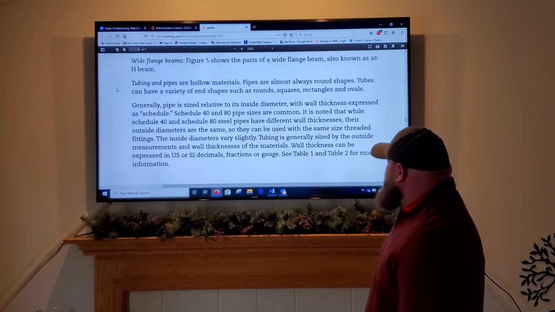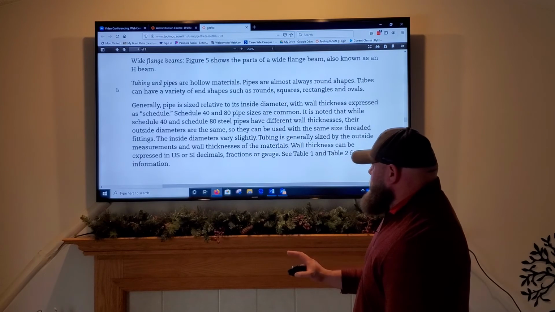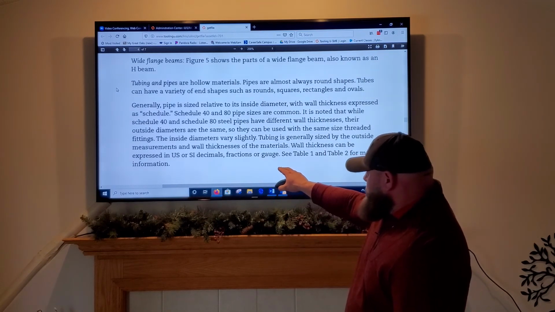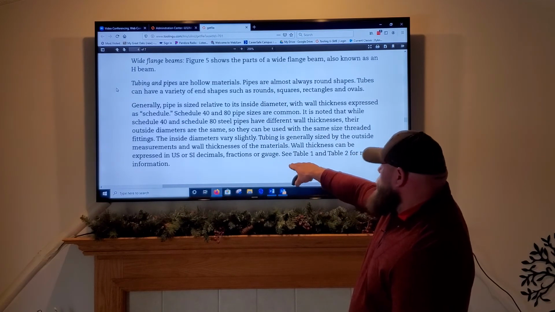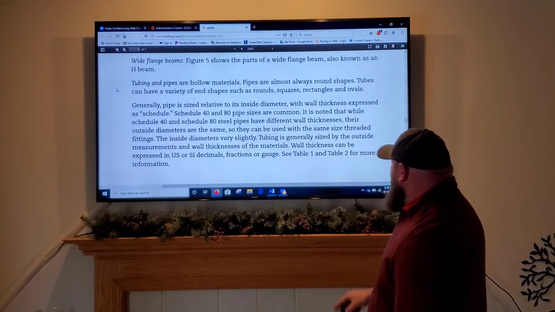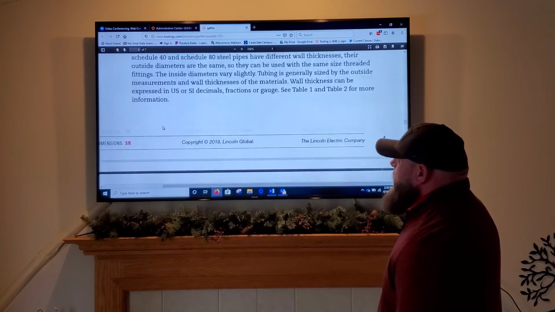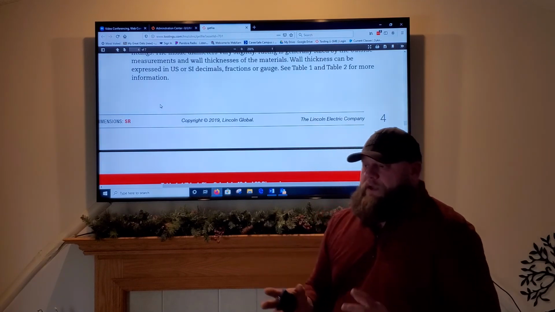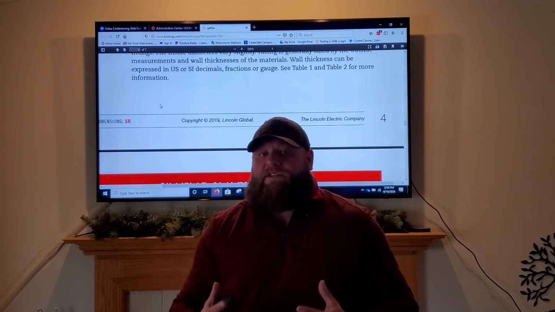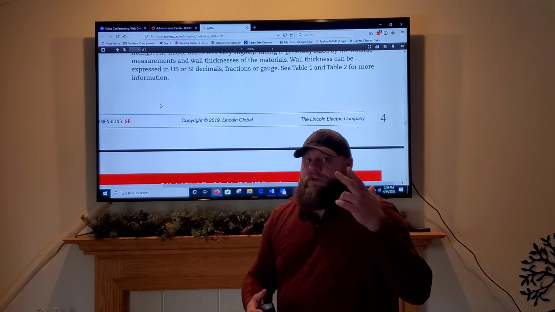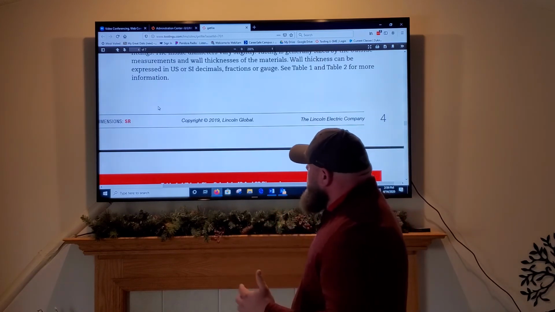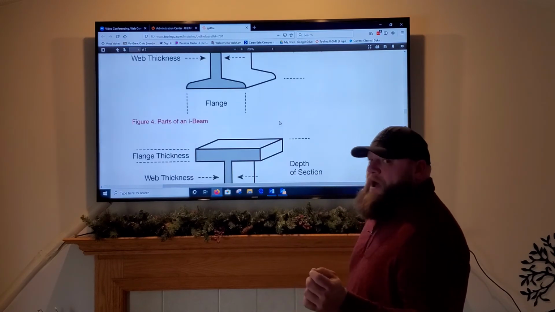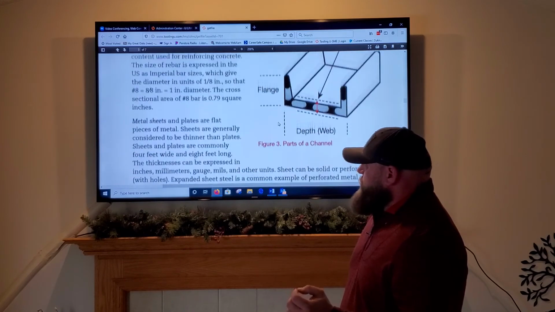Tubing is generally sized by the outside measurements and wall thicknesses of the materials. Wall thickness can be expressed in US or SI decimals, standard international, fraction, or gauge. See Tables 1 and 2 for more information. We're going to leave it right there. In our next go around, we'll go over all these dimensions and dimensioning itself for the materials. So the gauges, mils, decimals, things of that nature. Wall thickness and schedules. We'll talk about how to measure these pieces of structural steel.